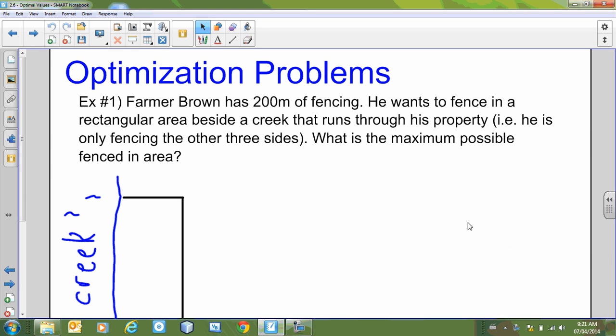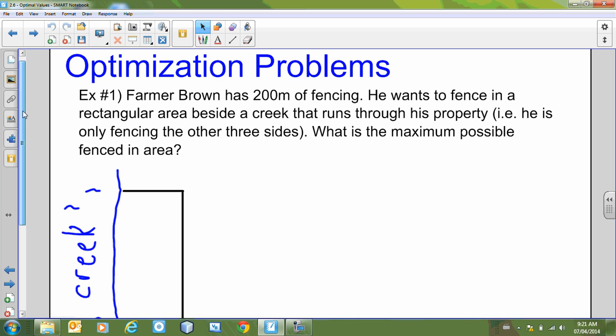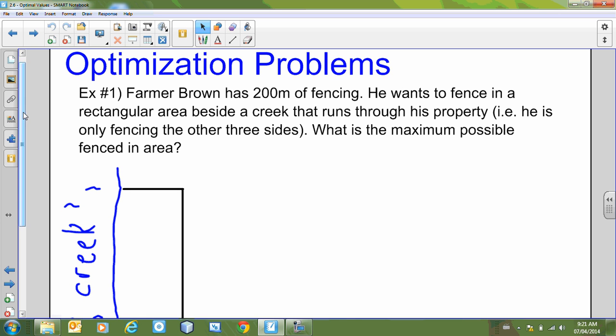Okay, so we've found how to find maximum and minimum values given a function. We're now going to put that to use in word problems. I've got a couple of examples here, kind of the classic of classics.